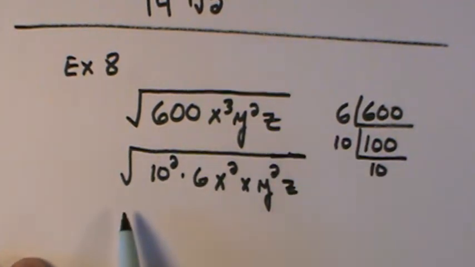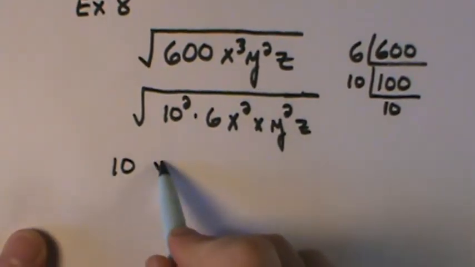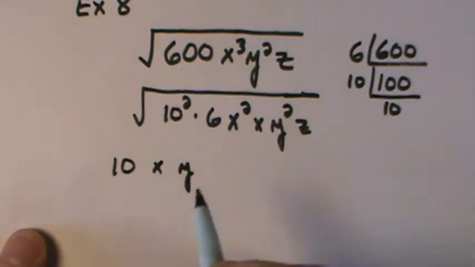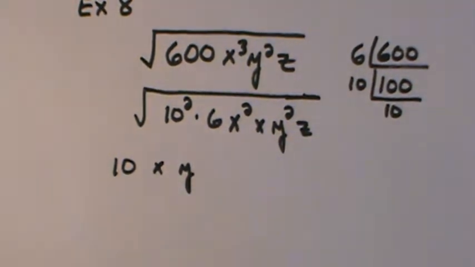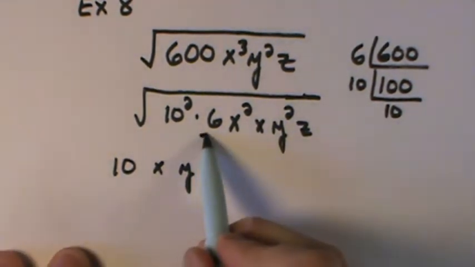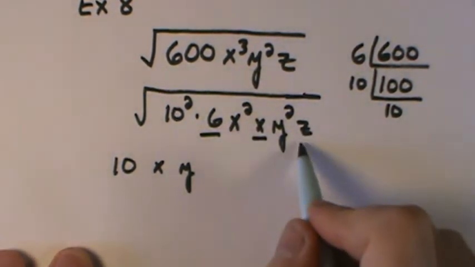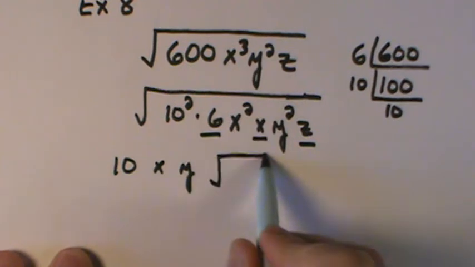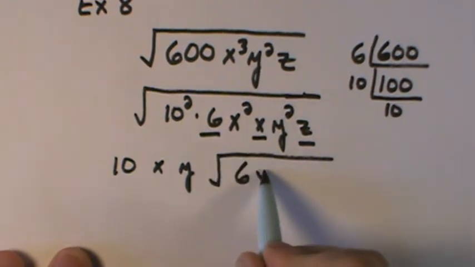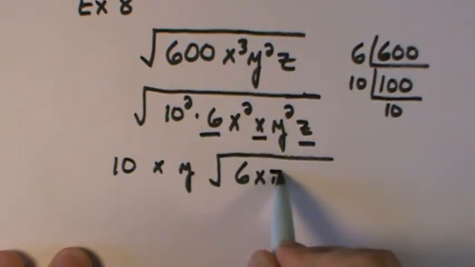Now as I look at this, I'll bring those components out. I'll call it 10xy. And these parts will be left in. I've got a 6 that's going to be stuck in there, an x that's stuck in there, and a z that's stuck in there. So I call it the square root of 6xz.